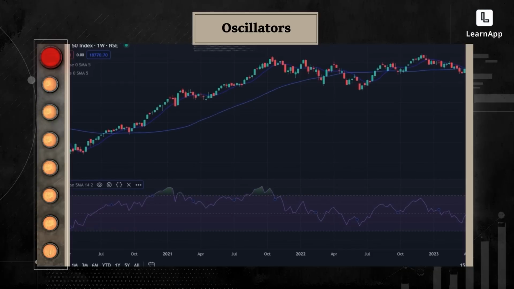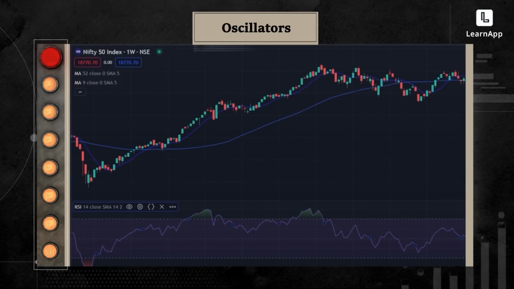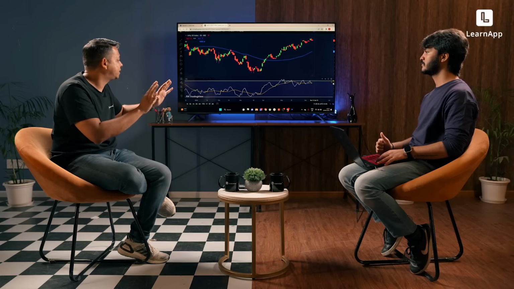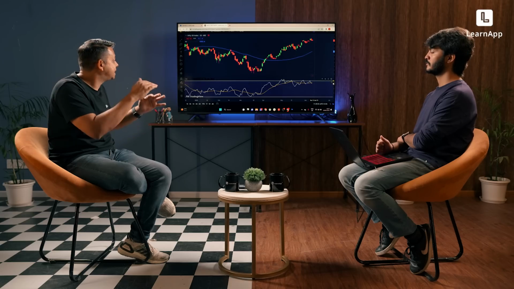You'll see that as price goes up, RSI also goes up. So it's telling us that there is momentum in price. And it's also telling us whether it's overbought or oversold. We don't need to get into those details, but an oscillator basically oscillates between 100 and 0 actually, but the bands are 70 and 30.